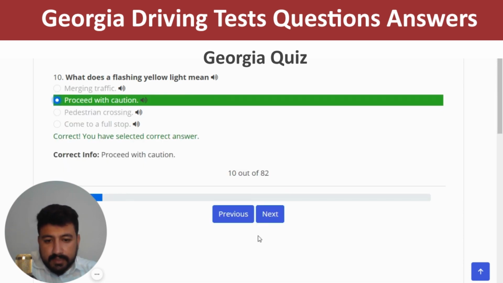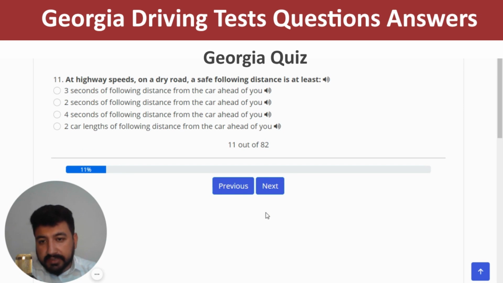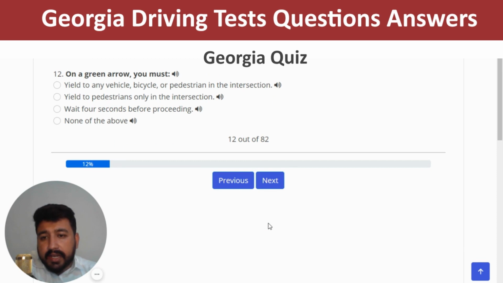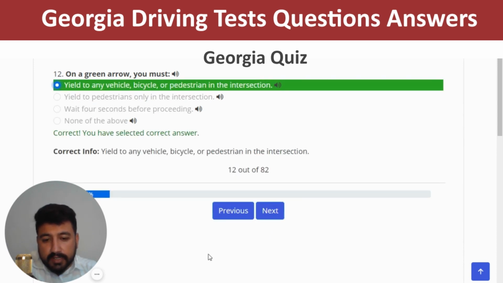So second option. Next. At highway speeds on a dry road, a safe following distance is at least. The right answer is 4 seconds of following distance from the car ahead of you. So third option. Correct. And next. On a green arrow, you must. The right answer is yield to any vehicle, bicycle, or pedestrian in the intersection. So first option. Correct. And next.